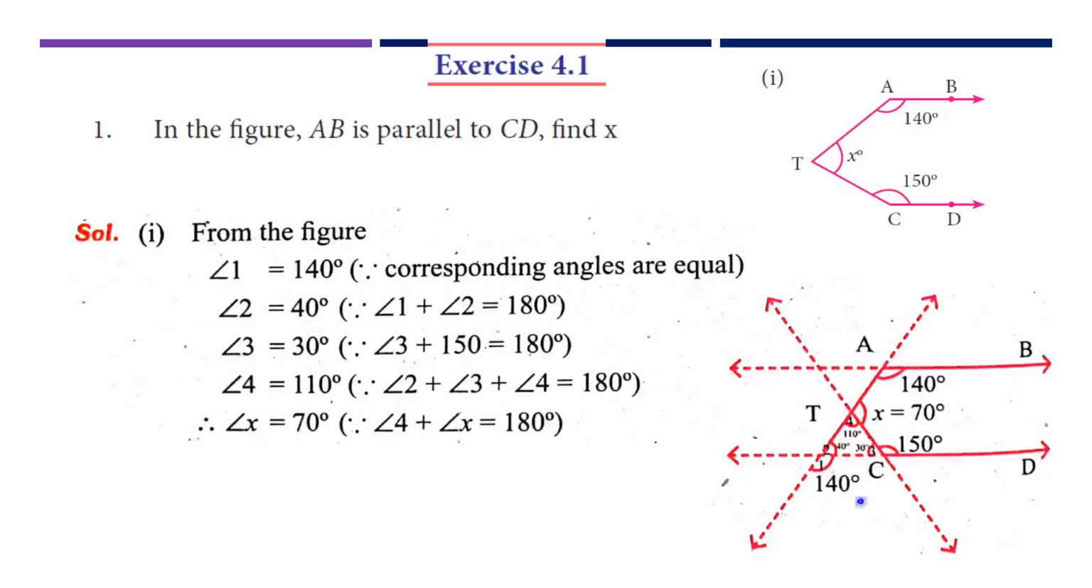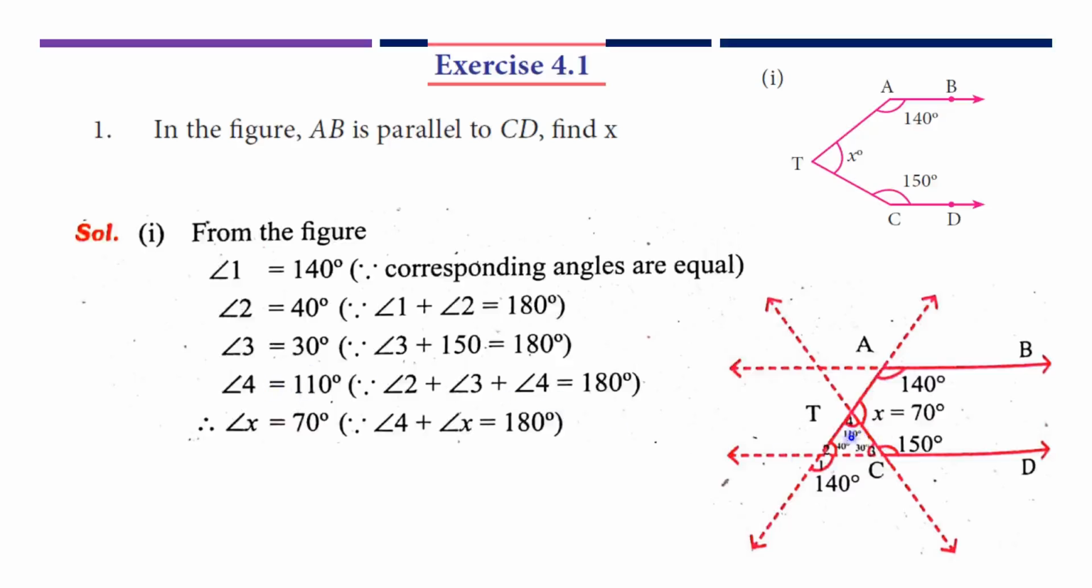Next, you have to see the third angle, this angle. That is, angle 3 plus this 150 degree is 180 degree because that is the straight angle that is given here. Since angle 3 plus 150 degree is 180 degree, you have to find the angle 3 by subtracting this 150 degree from 180 degree to get the answer as 30 degree. Next, the angle 4 is 110 degree. How? Angle 2 plus angle 3 plus angle 4 is 180 degree. Now substitute those values and get the angle 4 as 110 degree.